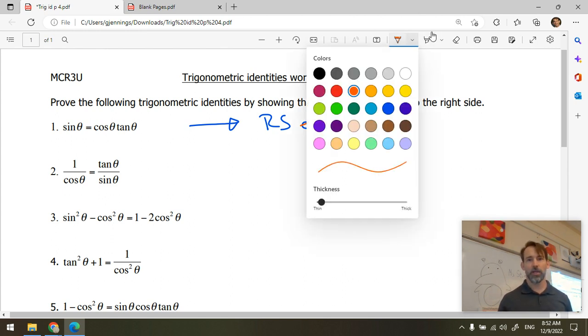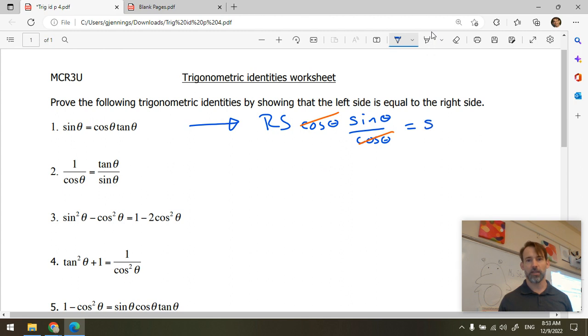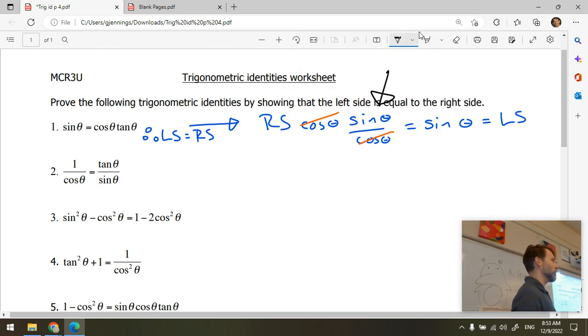And that just equals the right side. So we would say that equals sine theta. It's the only thing that's left over, and that equals the left side. So therefore, left side equals right side. Done. People see how that one works? You just have to write tan theta as sine theta over cosine theta, and then find your cancellations. They cancel, you're done.